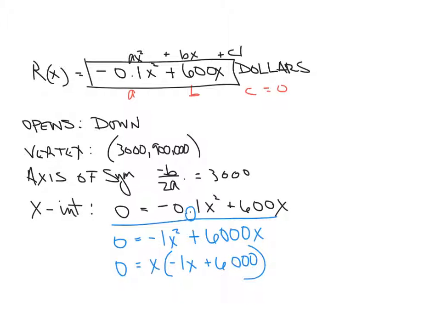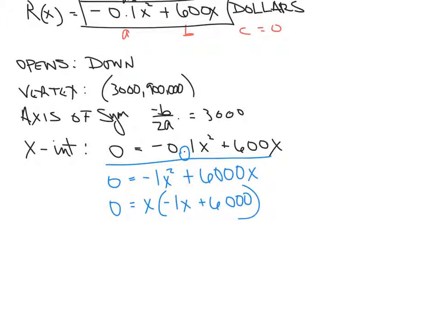And then, in order to make this a true statement, whatever number goes here is going to be multiplied by here and has to equal 0. So any number times 0 is 0. So either x has to be 0, or this has to be 0.